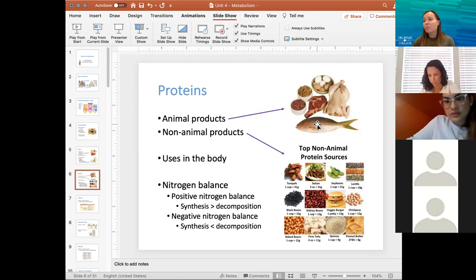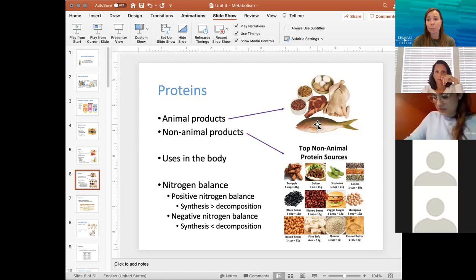The last thing I have under uses for proteins is that they can serve as a source of energy for the body, but it's not your body's first choice. Remember, you're always going to use glucose first if it's available. If not, then you'll use fat. Only if necessary will your body actually use proteins for energy. And that's mainly because proteins serve so many other purposes in the body.